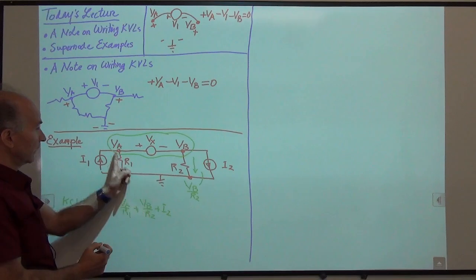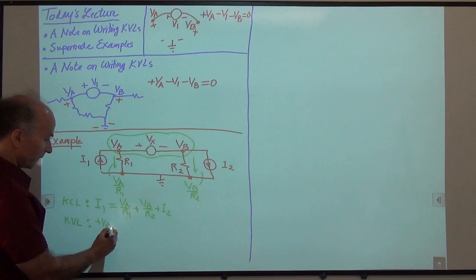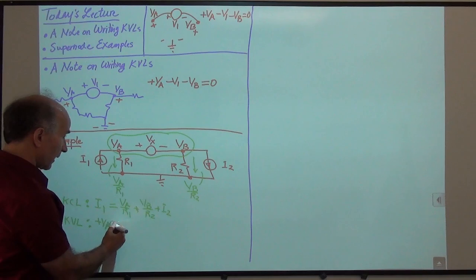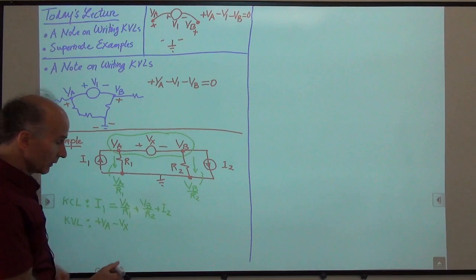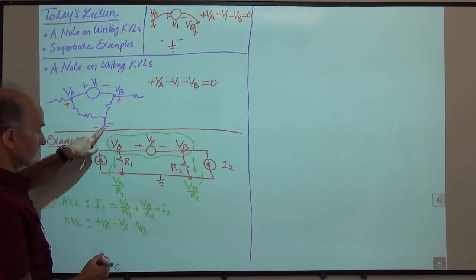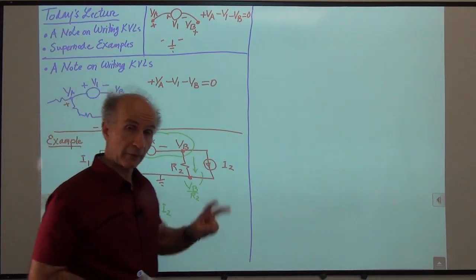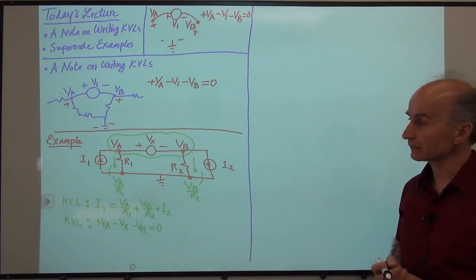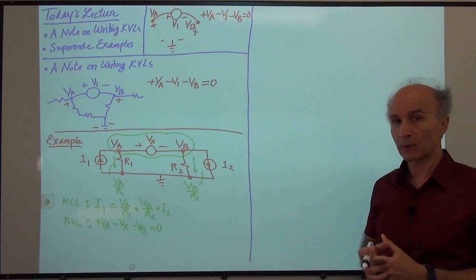Going from low potential to high potential like this, so plus VA. Then going down here, from high potential to low potential, minus Vx, going from high potential to low potential, minus Vb, like this, right? This has to be zero. So now we have two equations and two unknowns, Va and Vb, so we can find everything. So that's an example of how these mechanics proceed.